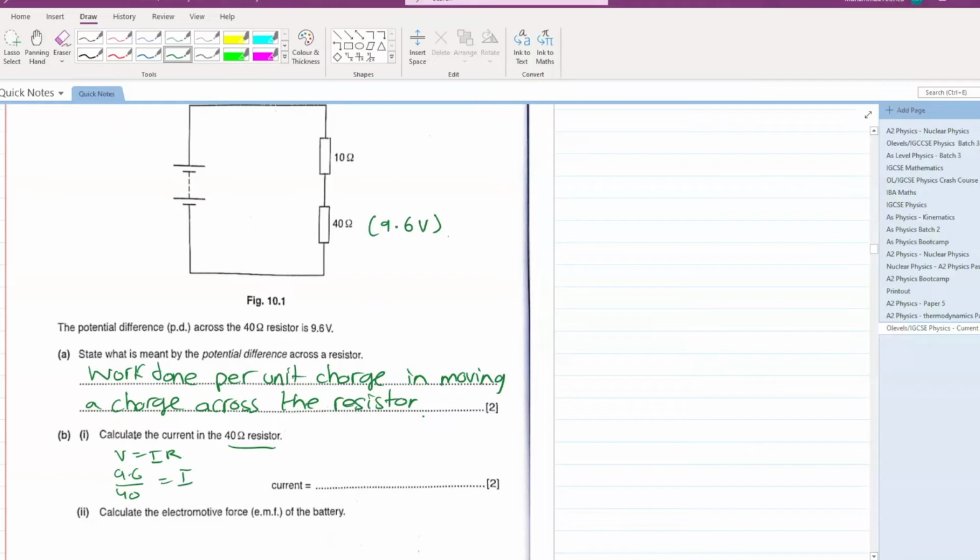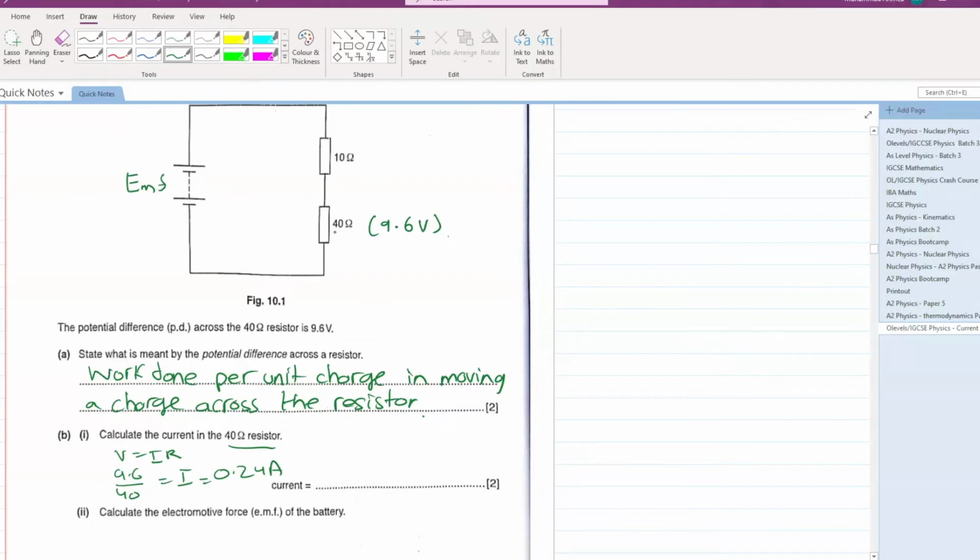9.6 divided by 40 gives you an answer of 0.24 ampere, which is your current. Simple. Let's move ahead. Calculate the electromotive force of the battery. You have to calculate the electromotive force, EMF, here.